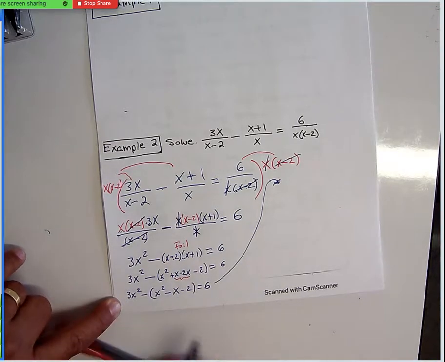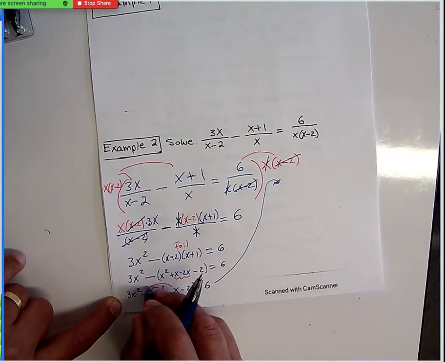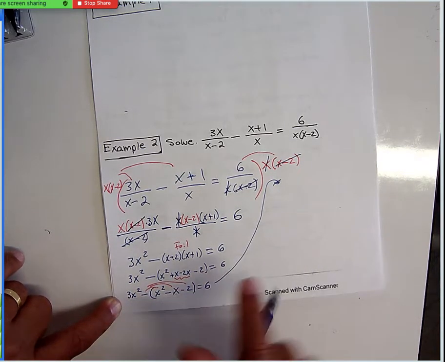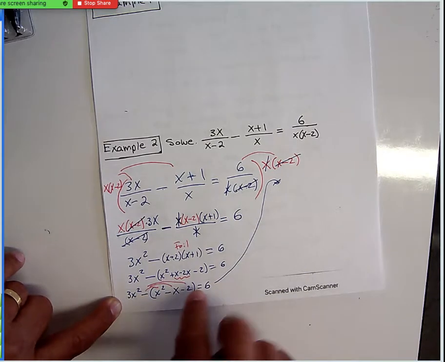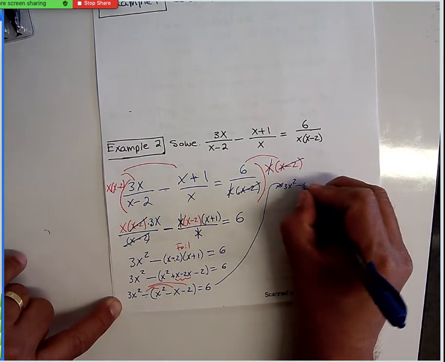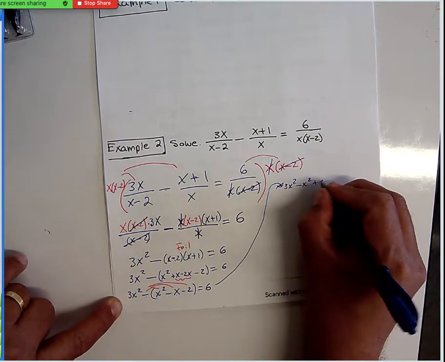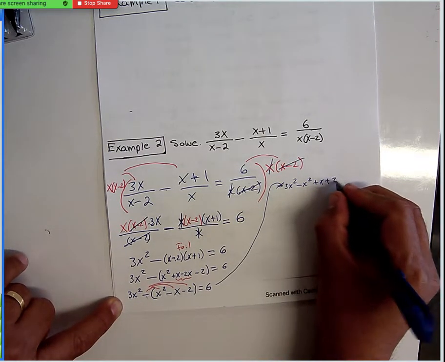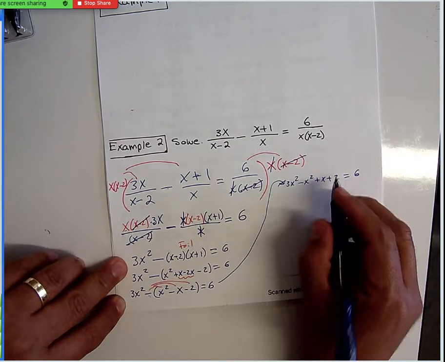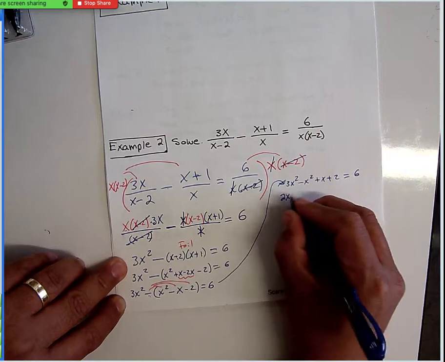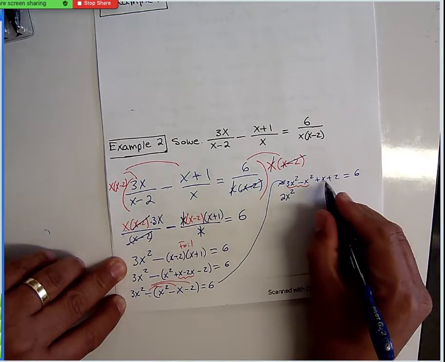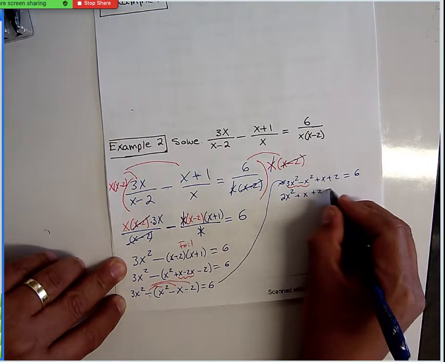Now we're going to distribute this negative into this parenthesis. That's why I put it in parentheses, because we have that negative, and you need to distribute it. It's going to change those signs. So 3x squared minus x squared plus x plus 2 equals 6. 3x squared minus x squared would give us 2x squared, so I combine these two terms. And then we have plus x plus 2 equals 6.